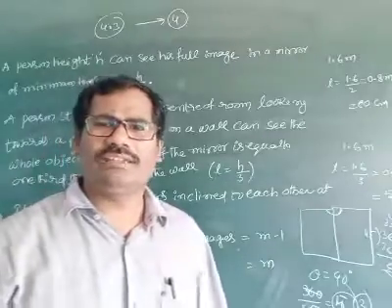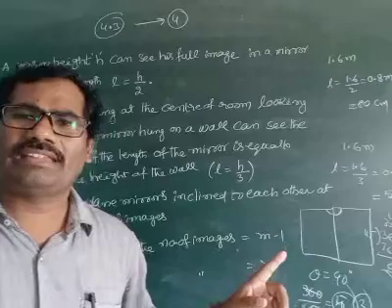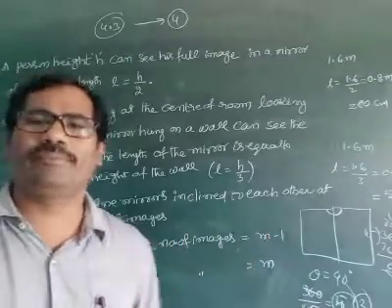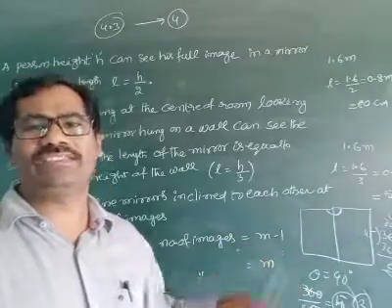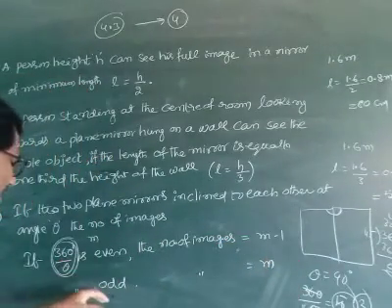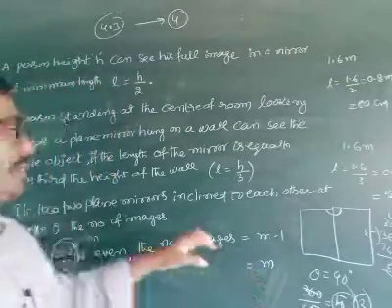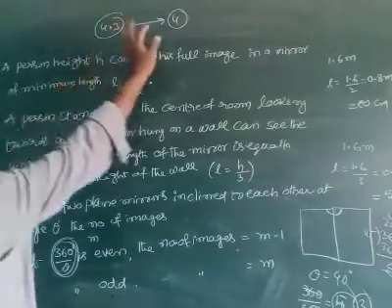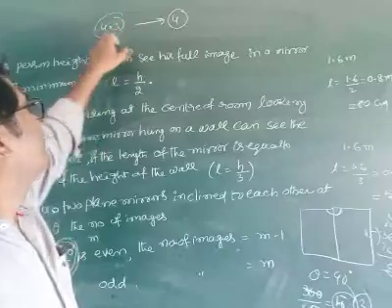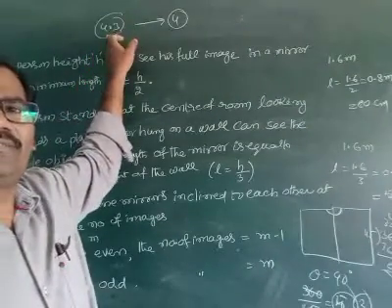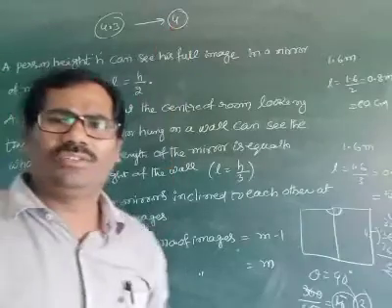Okay. If two plane mirrors are inclined to each other at an angle theta, how do we find the number of images? If 360 by theta is even, the number of images is m minus 1. If 360 by theta is odd, the number of images is m only. If 360 by theta is in fractional form, we round off the number; for example 4.3 is less than 5, so it forms 4 images only. Okay, students.